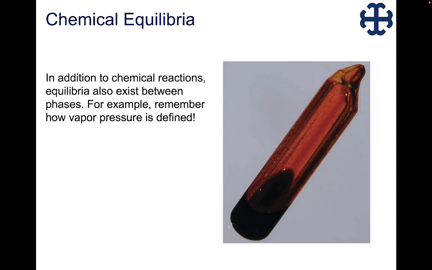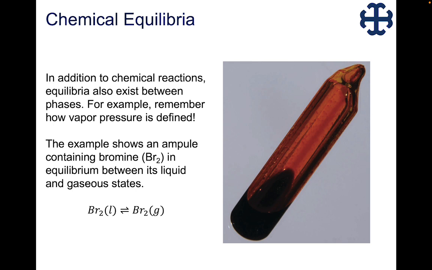Okay? And this is something we've actually seen before, and when we talk about equilibrium, that can also exist between phases. So if you think about our vapor pressure that we talked about in Chem 121, we can have an equilibrium between a liquid and a gas going between the two. An example of that is bromine, shown right here. The element bromine exists mostly as a liquid, but there is an equilibrium in a sealed container between it being a liquid and a gas.